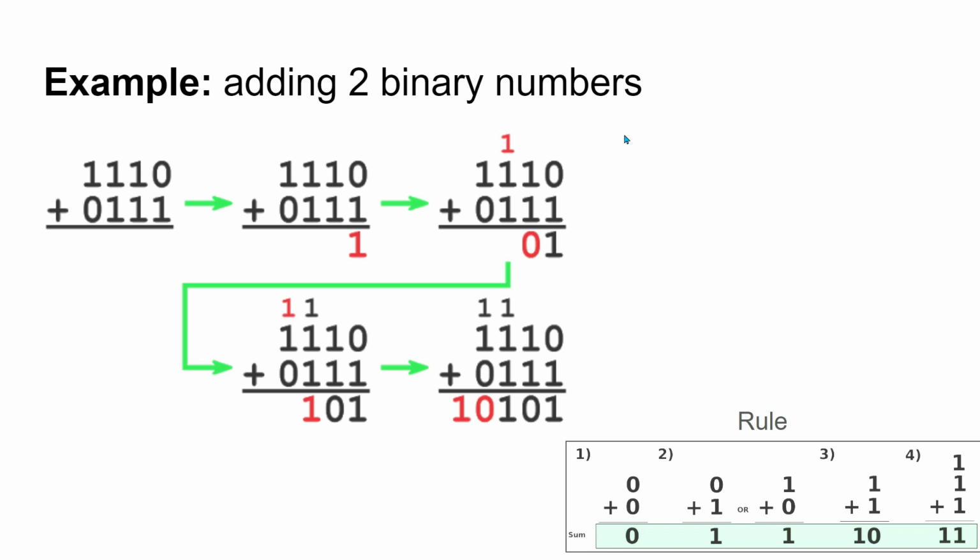Then we proceed to the second last bit of both numbers and add them. So 1 plus 1, as per the rule, is 10, so we write the 0 and 1 is carried forward. Now we add the third last bit of these two numbers, and we have 1, 1 and 1. As per the fourth rule, it becomes 1 and we carry forward 1 to the next bit. The last bit is 1, 1 and 0, and it becomes 10.